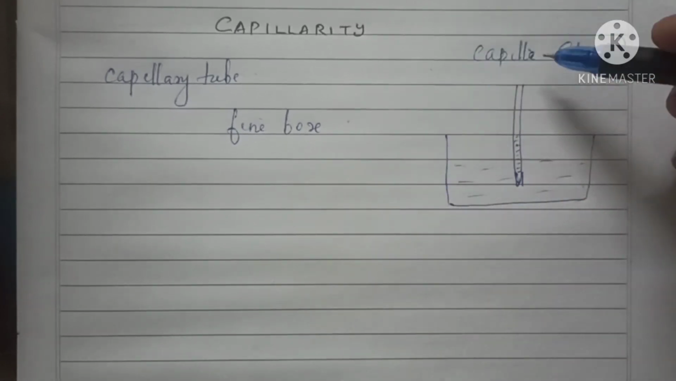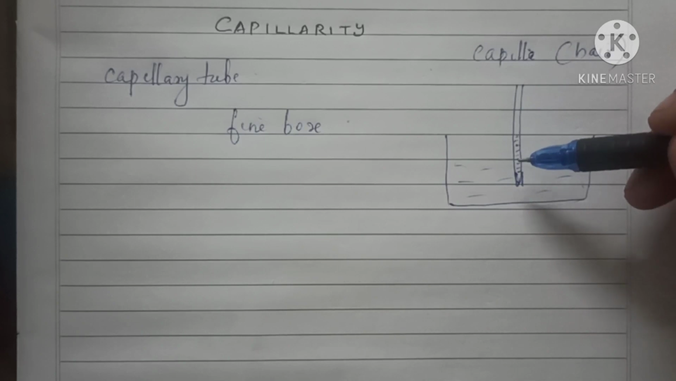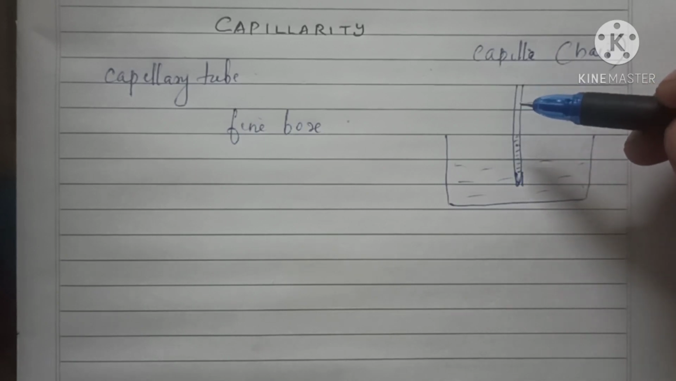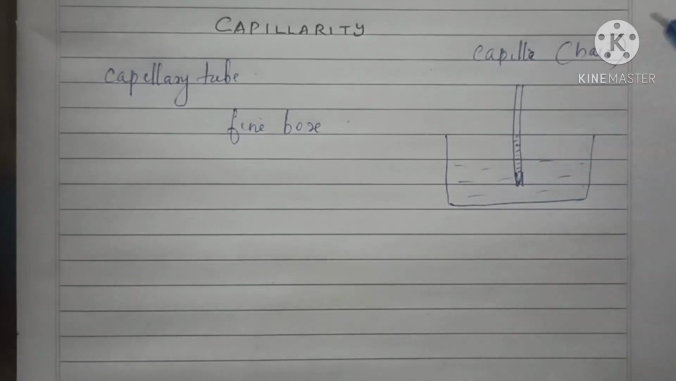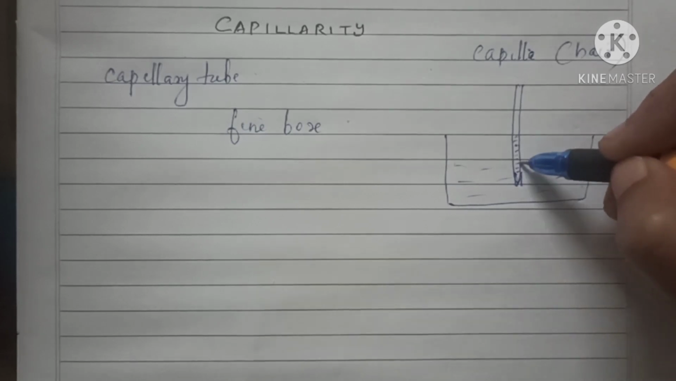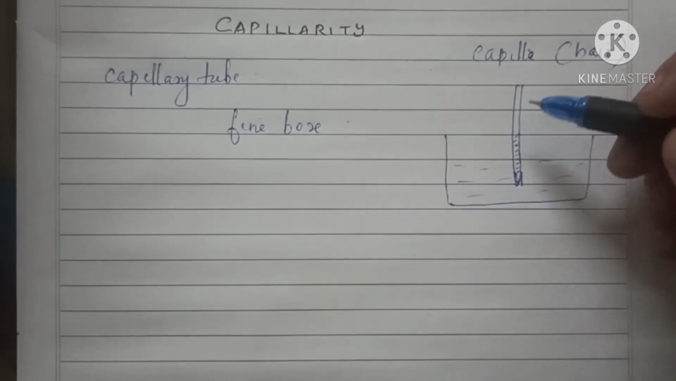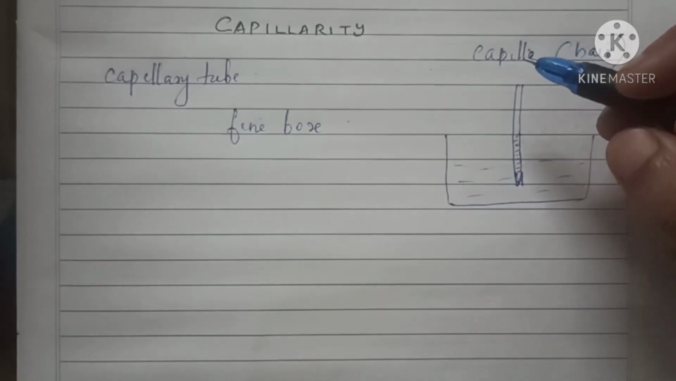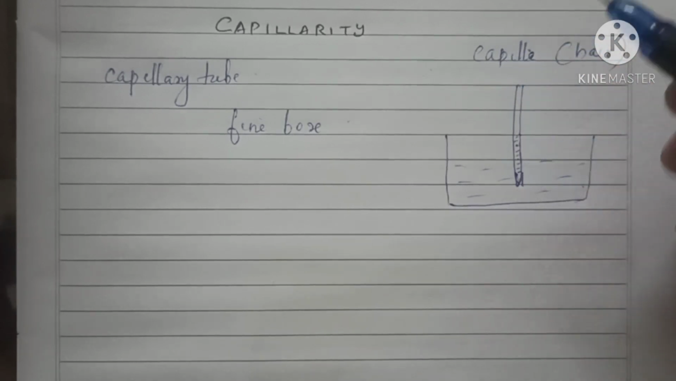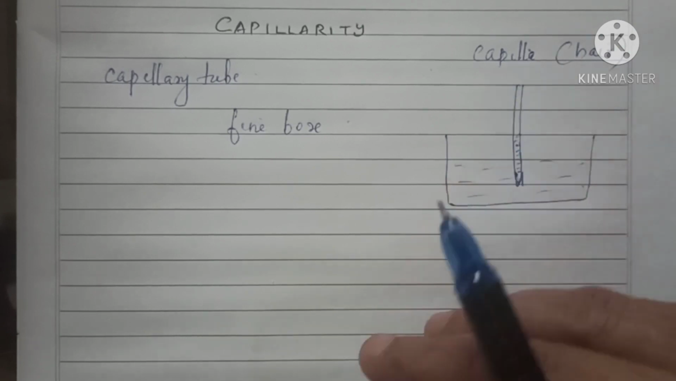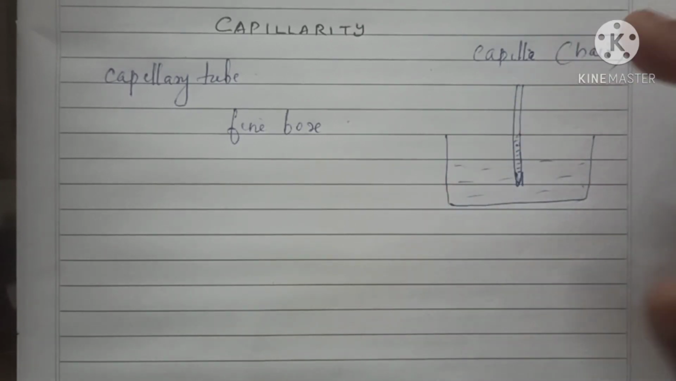Understood? So a capillary tube means a tube of very small bore, that is hair like bore only, fine bore. Now when it is dipped in a liquid like water, the liquid level rises in the tube. And when it is dipped in a liquid like mercury, you know mercury forms a convex meniscus, the liquid level falls in the tube. So there is a rise or fall of the liquid level in the capillary tube, and this phenomenon is known as capillarity.